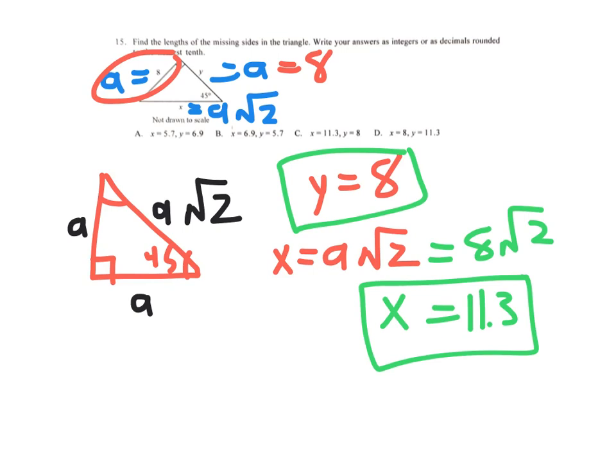If I look at my options, A is out, B is out, and it is going to be C. C has X equals 11.3 and Y equals 8.